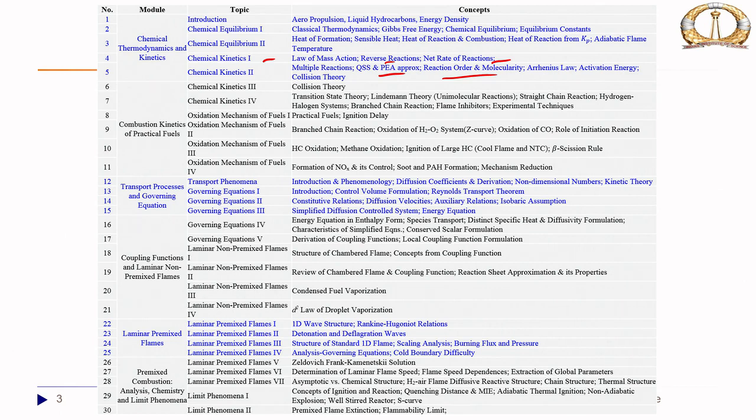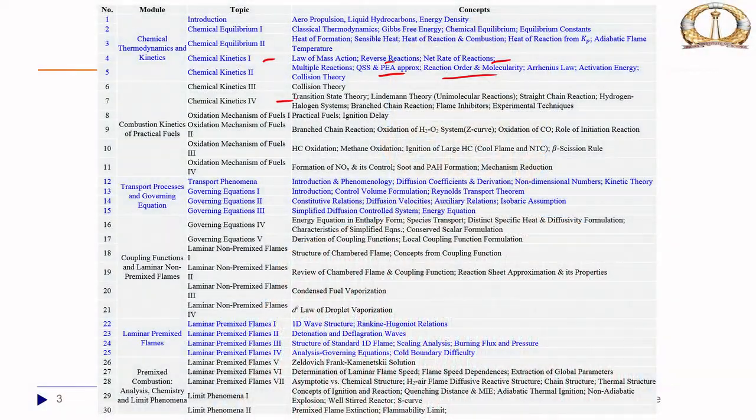Okay. Then we looked into the concept of activation energy, which comes in the Arrhenius law, where we said that k is equal to B times T to the power of alpha times e to the power of minus activation energy by RT. Okay. And then the whole reaction rate becomes essentially this k, the reaction rate constant, times the product of the concentrations of the reactants raised to their stoichiometric exponents. So, all these we discussed.